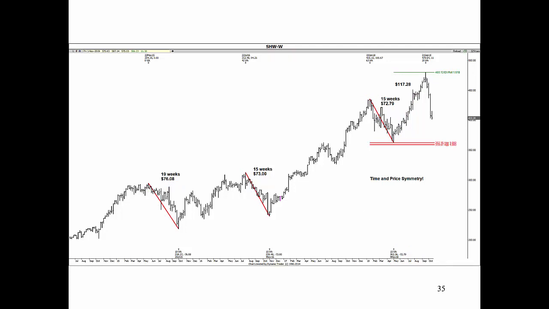But what's also really interesting on this time frame chart is the fact that this decline was 15 weeks, which was equal to this decline. So not only did you have price symmetry, you had time symmetry with a prior decline. Okay, and when you have time and price come together like that, it's definitely worth looking at.